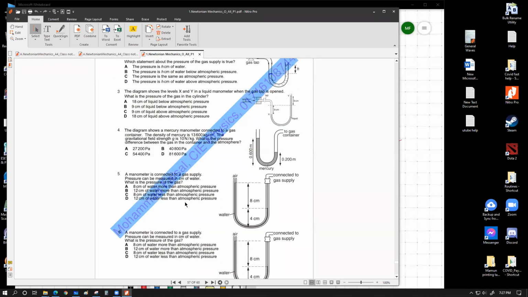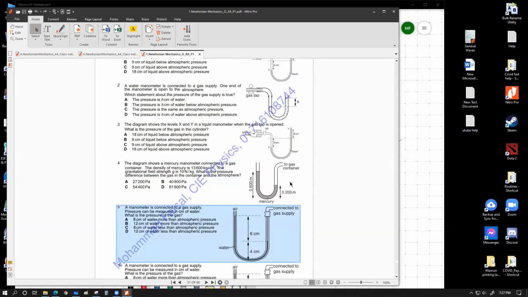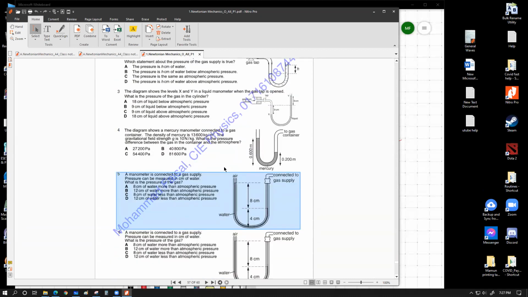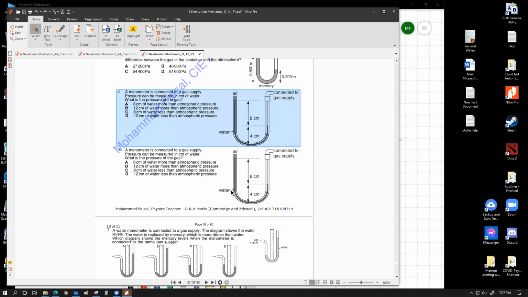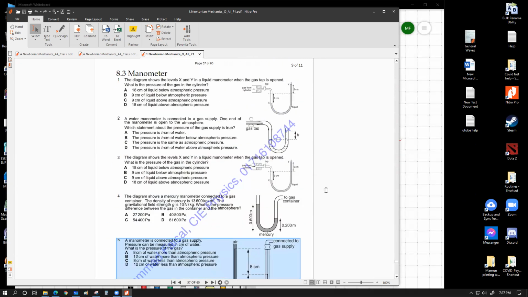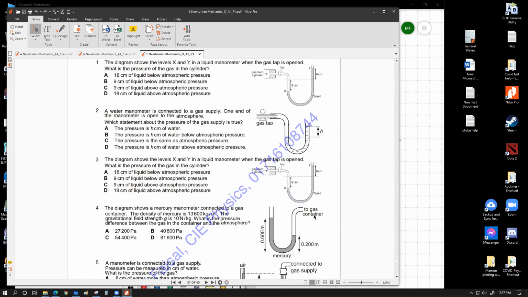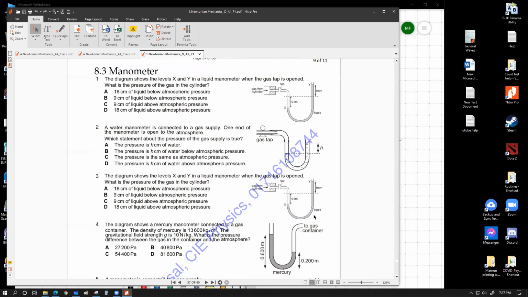Questions 5 and 6 both are identical questions. 1 and 3 are identical questions. So practically we have 5 questions over here. Out of 7, there are 5 unique questions. Try this question, try this part, and if you can't, I will help. Everyone go ahead.